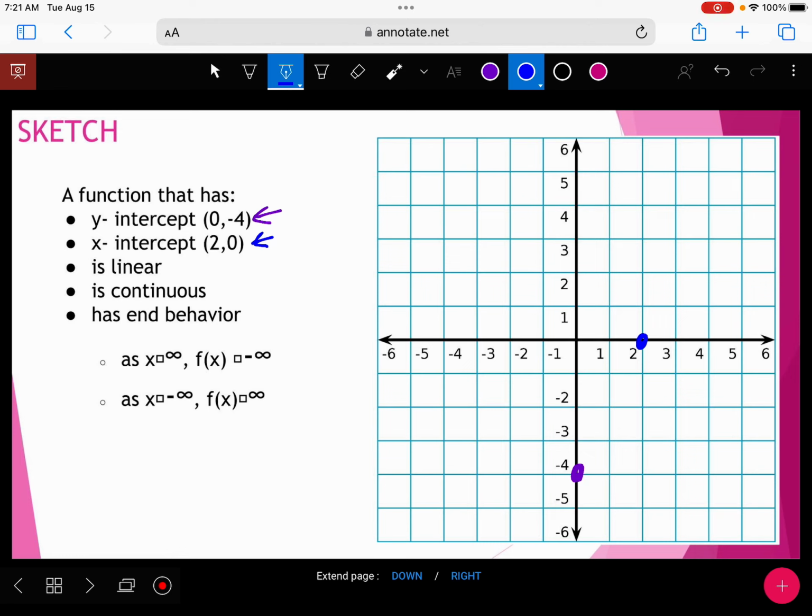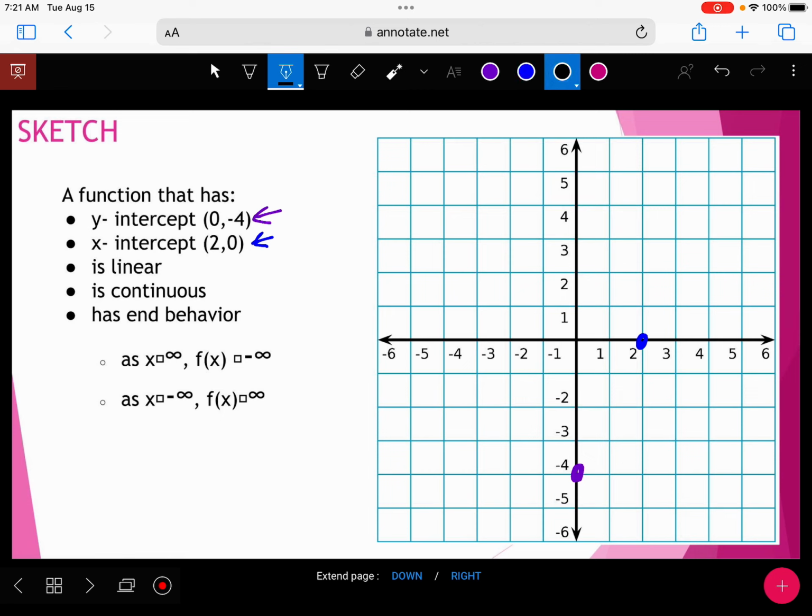At that point, I have enough to connect this up. I know it's linear, which means it's shaped like a line. It's continuous, which means I'm never going to pick up my pencil. So I don't even need my end behavior, which is great because it glitched out on us and then scrambled, because those are wrong. So we're going to have to be extra cautious with our end behavior.